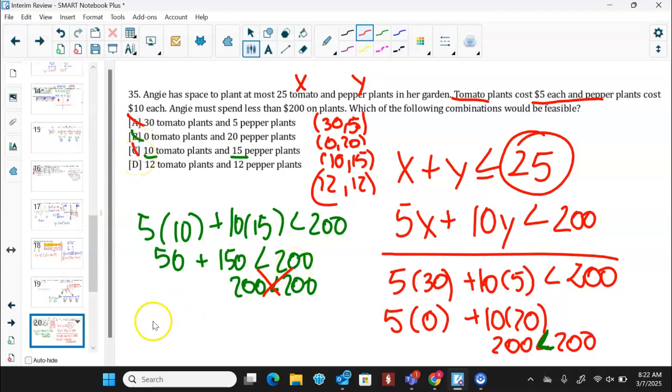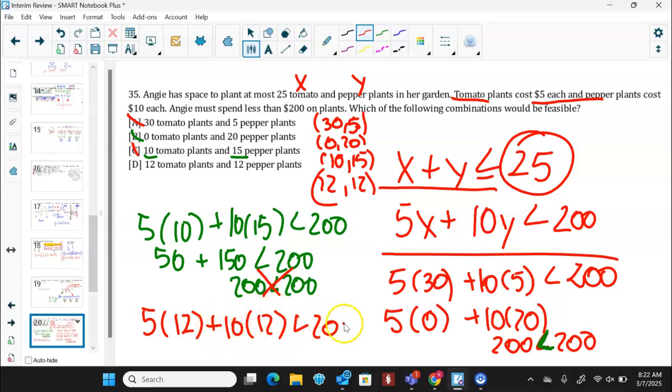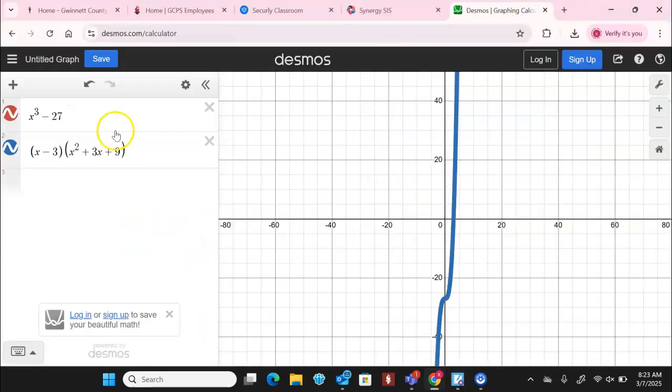And then the last thing, you got 12 and 12. 12 and 12 is under 25, which is good. And then 5 times 12 plus 10 times 12. Let's see if it's going to be less than 200. So this is going to be 180, less than 200. So the last answer, D, is the correct combination of 12 and 12, because that's $180, which is less than 200. So feasible means it would be in a gray area. Now, you could also have checked that if you don't want to do all these calculations and do 5x plus 10y. Let's see.